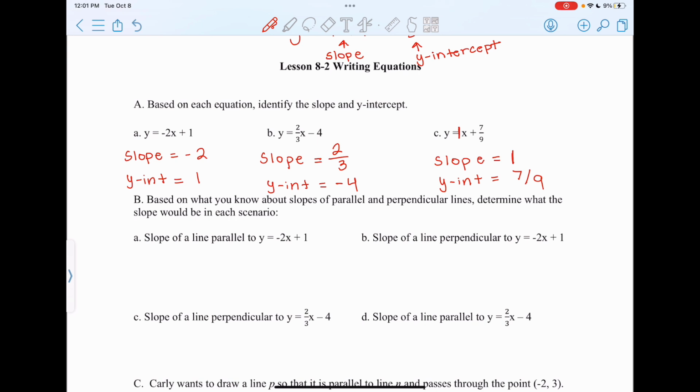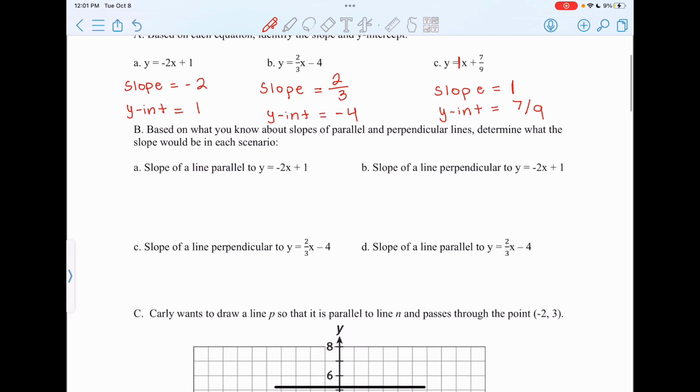Now that we're able to identify the slope and the y-intercept from a y equals mx plus b equation, we are going to combine this with our knowledge about parallel and perpendicular line slopes. So based on what you know about slopes of parallel and perpendicular lines, determine what the slope would be in each scenario. Remember, parallel lines have the same slope, and perpendicular lines have opposite reciprocal slopes.